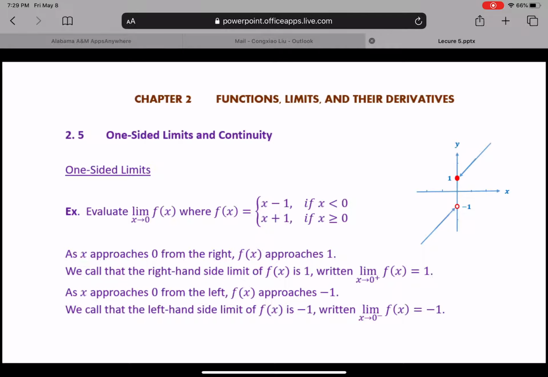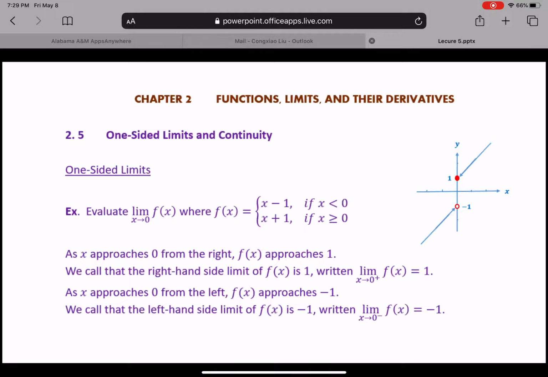So if we consider the function on both sides of a, then it can approach different values. Then we have the concepts of one-sided limits in this case, like in the following example. Suppose f(x) is a piecewise defined function where it's defined as x minus 1 if x is less than 0, and it's defined as x plus 1 if x is greater than or equal to 0.